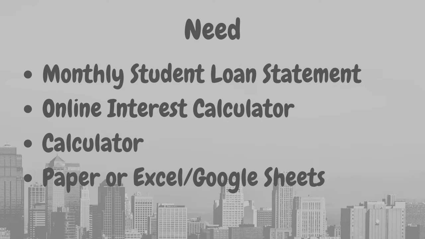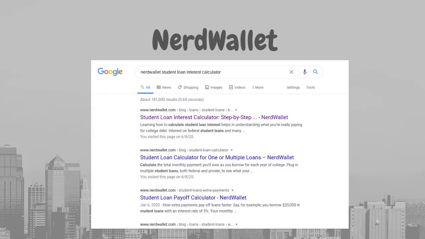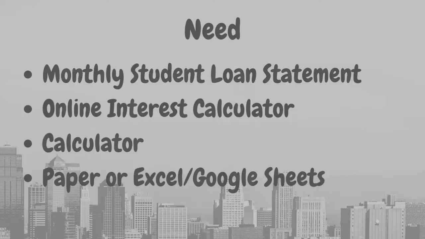So let's get started. Some things you're going to need today, if you want to work along or write some stuff down: your monthly student loan statement, an online interest calculator. You guys know that I use NerdWallet. You can Google NerdWallet student loan interest calculator or student loan interest calculator. I just like theirs better. You'll also need a calculator, one on your phone or computer, paper, Excel or Google Sheets. If you use Excel or Google Sheets, you don't necessarily need a calculator. You guys know I'm more of a pen and paper person, so that's why I need a calculator.